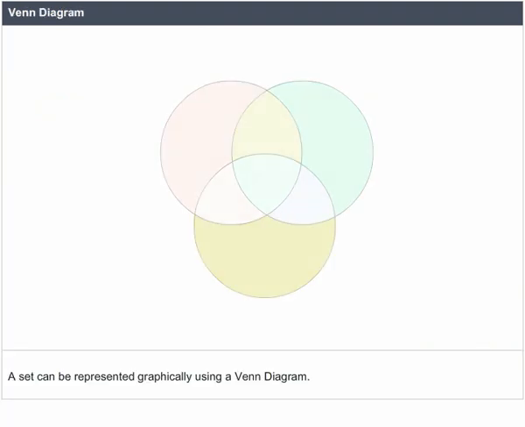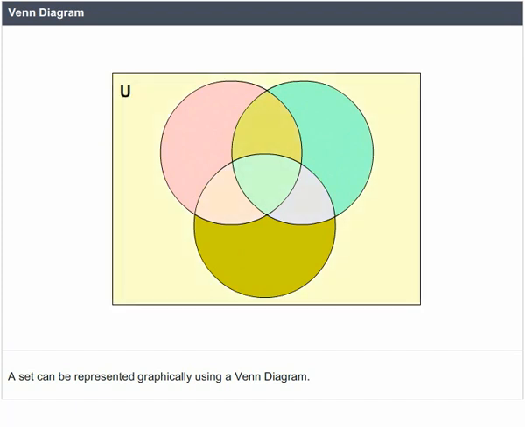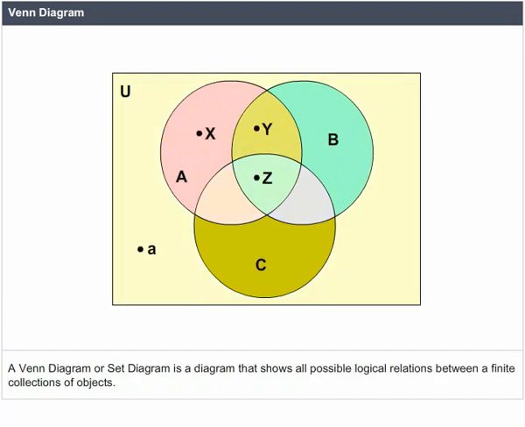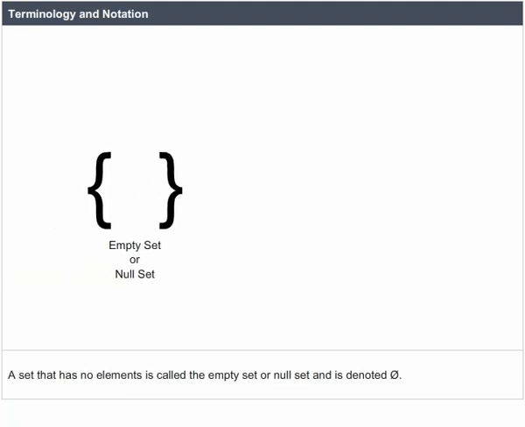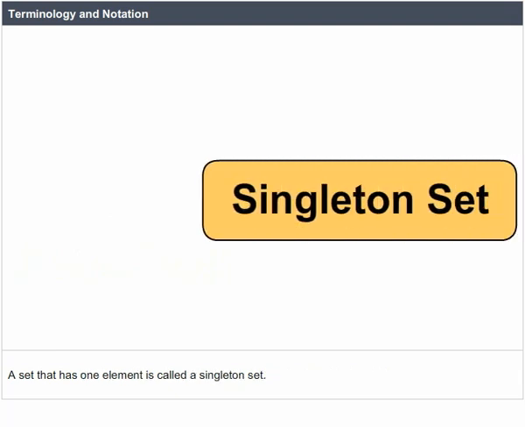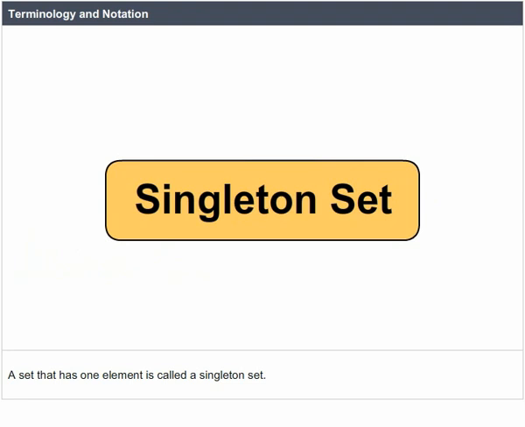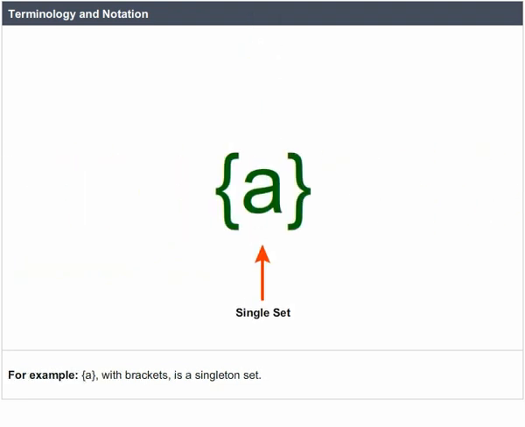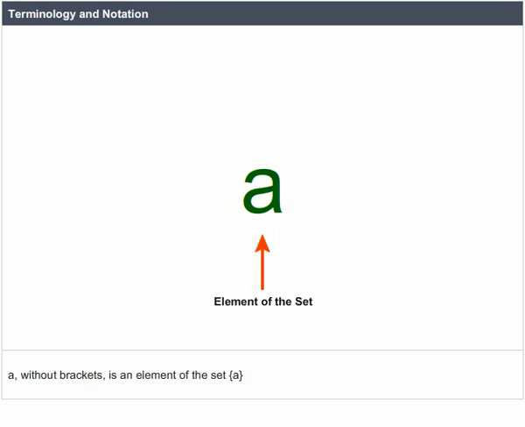Venn diagram. A set can be represented graphically using a Venn diagram. A Venn diagram or set diagram is a diagram that shows all possible logical relations between a finite collection of objects. Terminology and notation. A set that has no elements is called the empty set or null set and is denoted by the empty set symbol. A set that has one element is called a singleton set. For example, {a} is a singleton set. a, without brackets, is an element of the set.